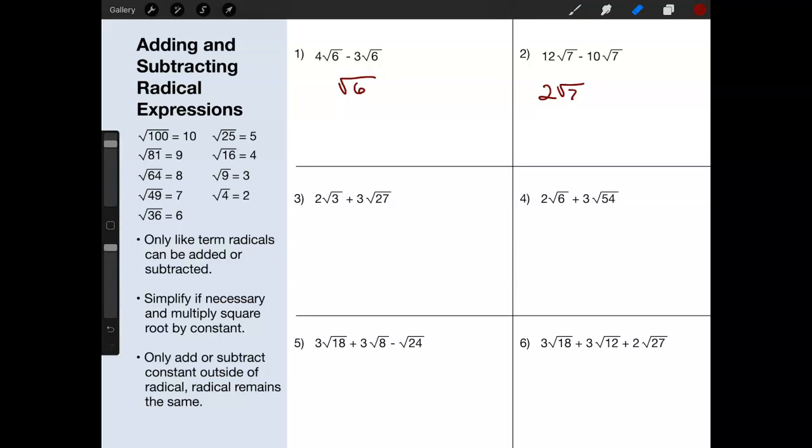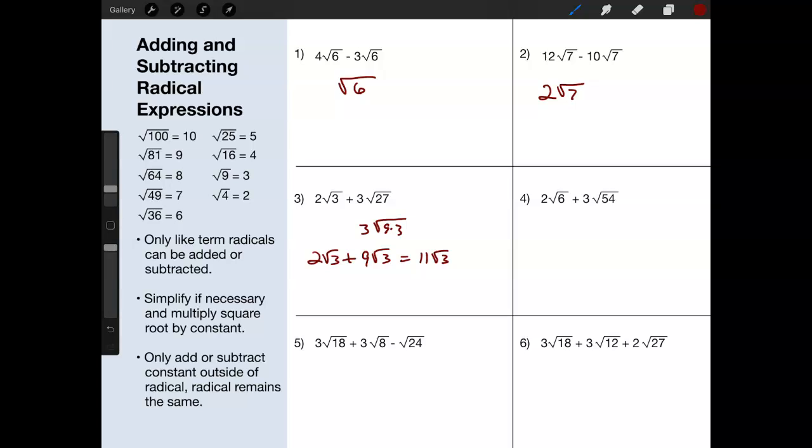For example number 3, we have 2 radical 3 plus 3 radical 27. Radical 27 can be reduced or simplified. We have 3 times radical 27. 27 is 9 times 3. The square root of 9 is 3, so we can pull that out and multiply it by 3, and this simplifies to 9 radical 3. So now we can bring down 2 radical 3 plus 9 radical 3, and our answer here will be 11 radical 3.